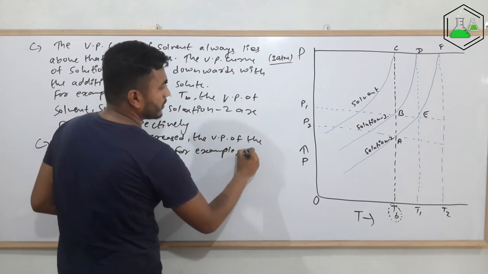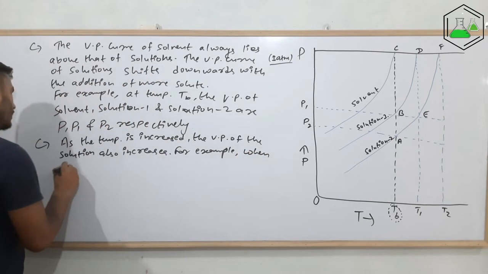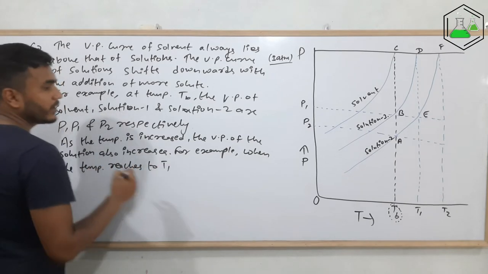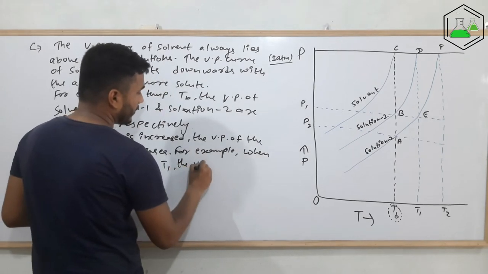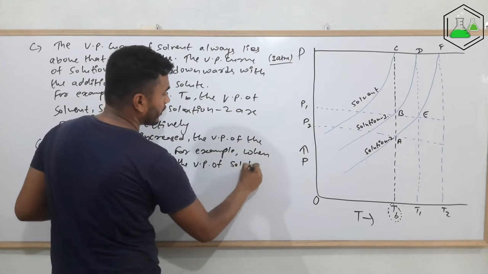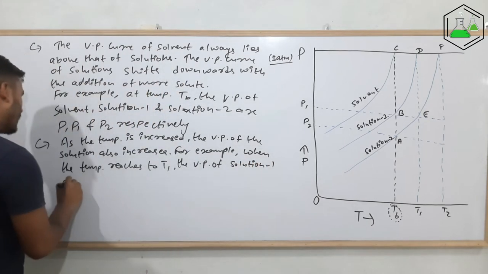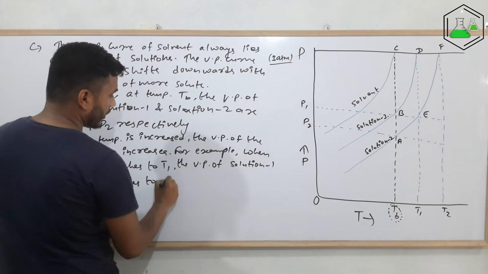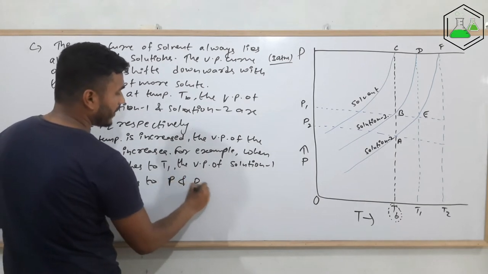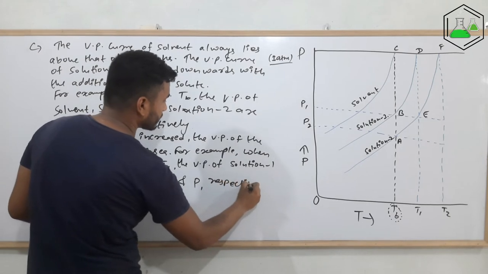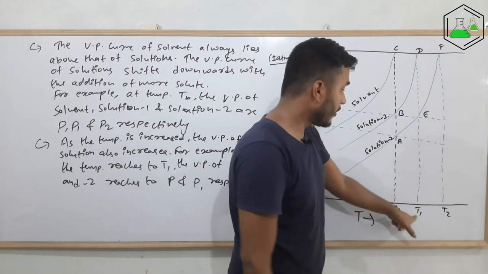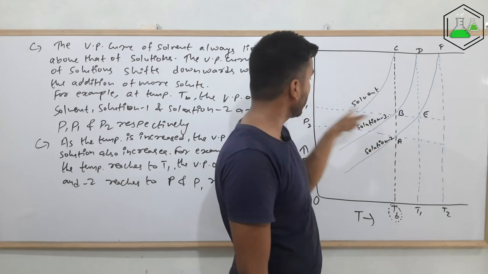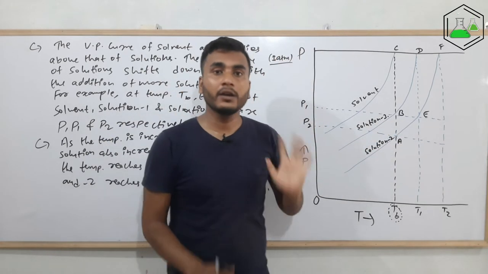For example, when the temperature reaches T1, the vapor pressure of solution 1 and 2 reaches P and P1 respectively. So at temperature T1, the vapor pressure of the first solution over here is now P, right? And that of the second solution is now P1. So this is the second conclusion that we can draw from here.